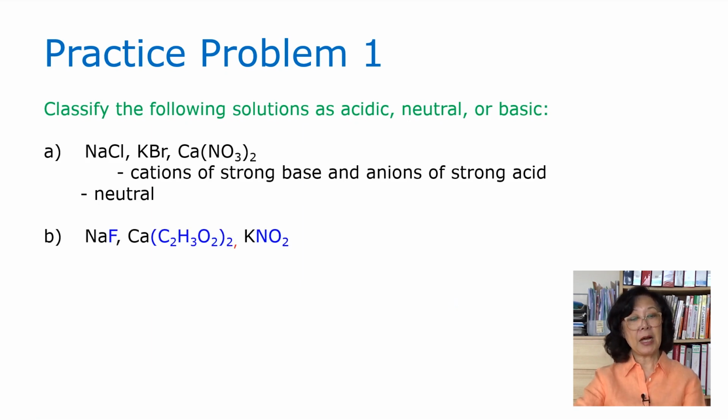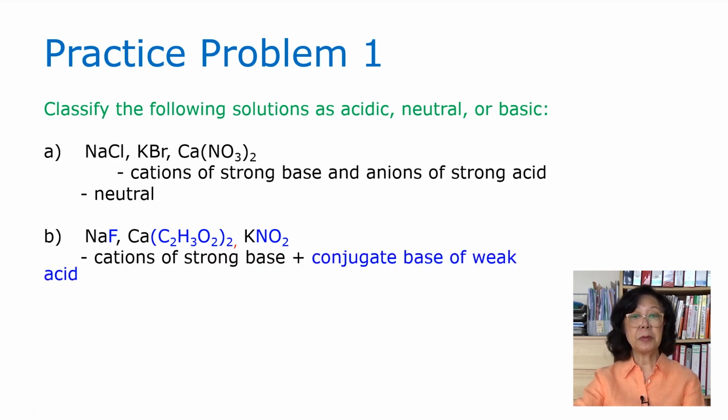The second group has NaF, calcium acetate, and potassium nitrite. Again, with Na, calcium, and potassium ions, these are cations of strong bases. They don't contribute to pH. However, the fluoride, acetate, and nitrite ions are from weak acids. So they will ionize in water to form hydroxide ion. Therefore, a basic solution is formed.